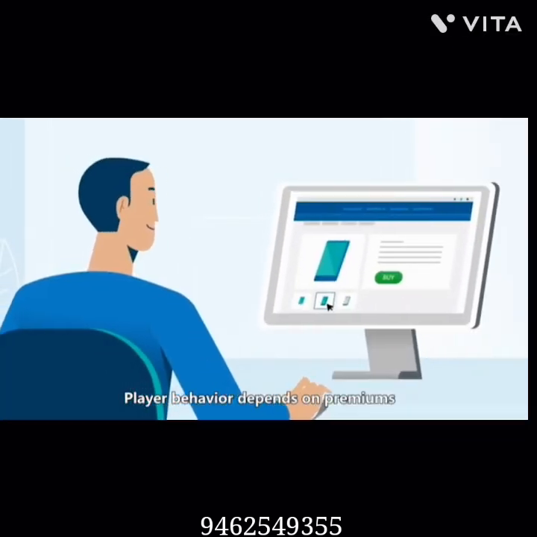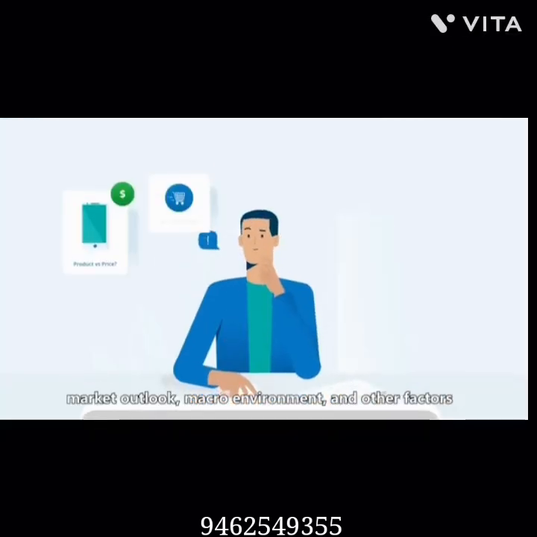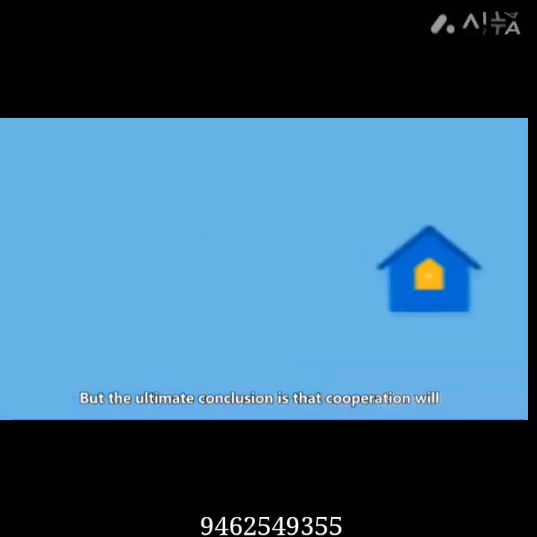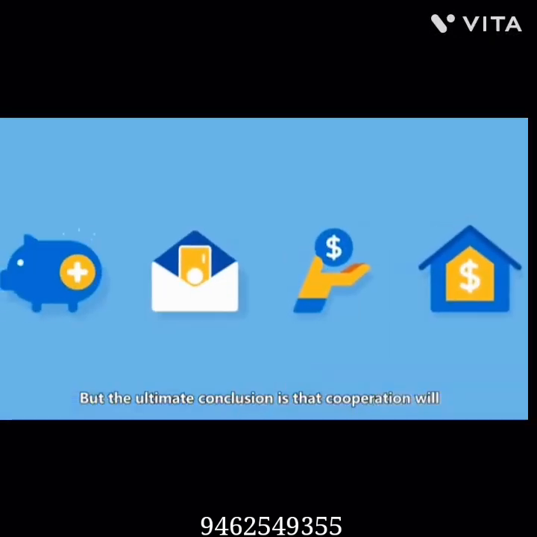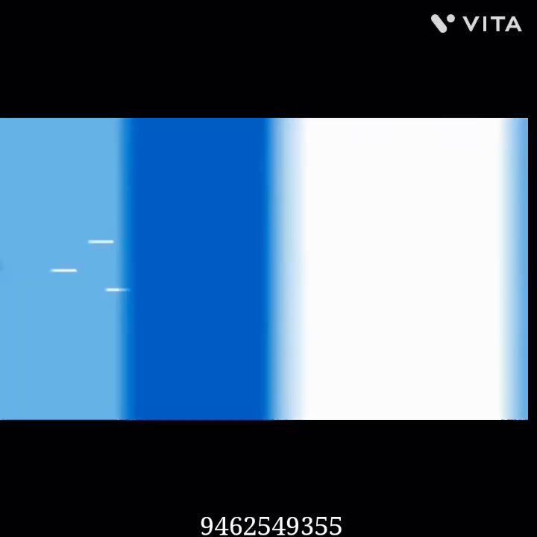Player behavior depends on premiums, market outlook, macro environment, and other factors, but the ultimate conclusion is that cooperation will produce the best results.